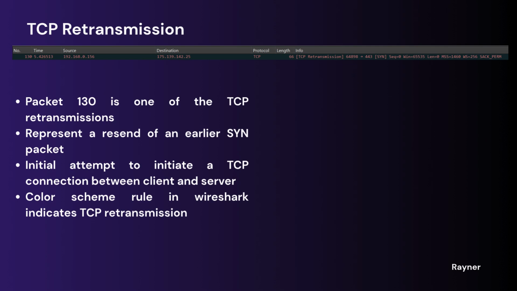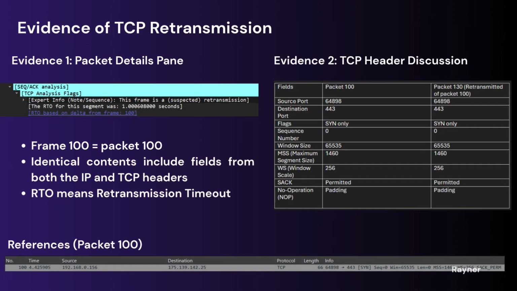As we move on, it will be the TCP retransmission. Packet 130 is one of the TCP retransmissions, where it presents a resend of an earlier SYN packet, an initial attempt to initiate a TCP connection between client and server. Based on this, we can say so because the color scheme rule in Wireshark indicates TCP retransmission. We also found some evidence to support the claim. The first evidence is the packet detail pane, where it says RTO based on data from frame 100, meaning frame 100 is also packet 100. The second is the identical content, including fields from both the IP and TCP headers, where packet 100 and packet 130 have identical IP and TCP headers.